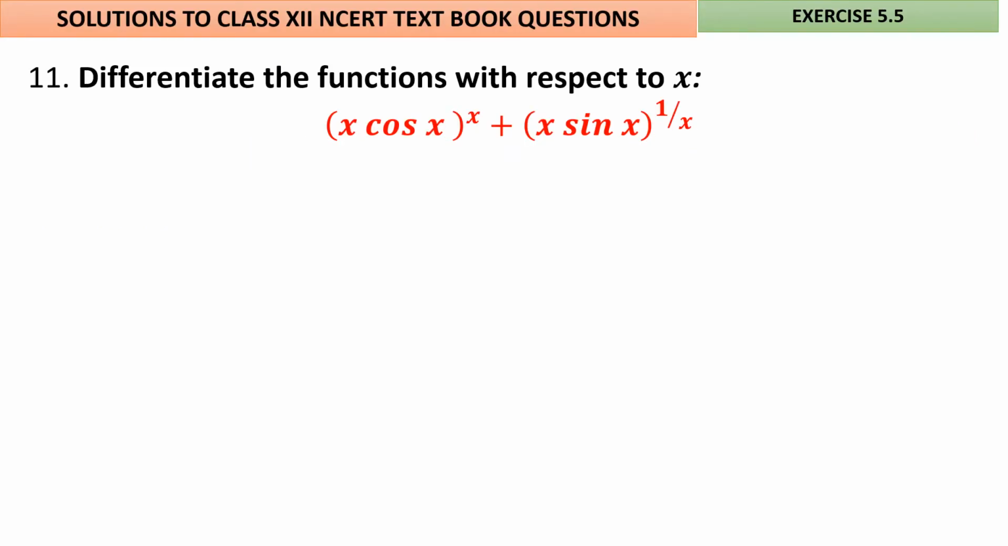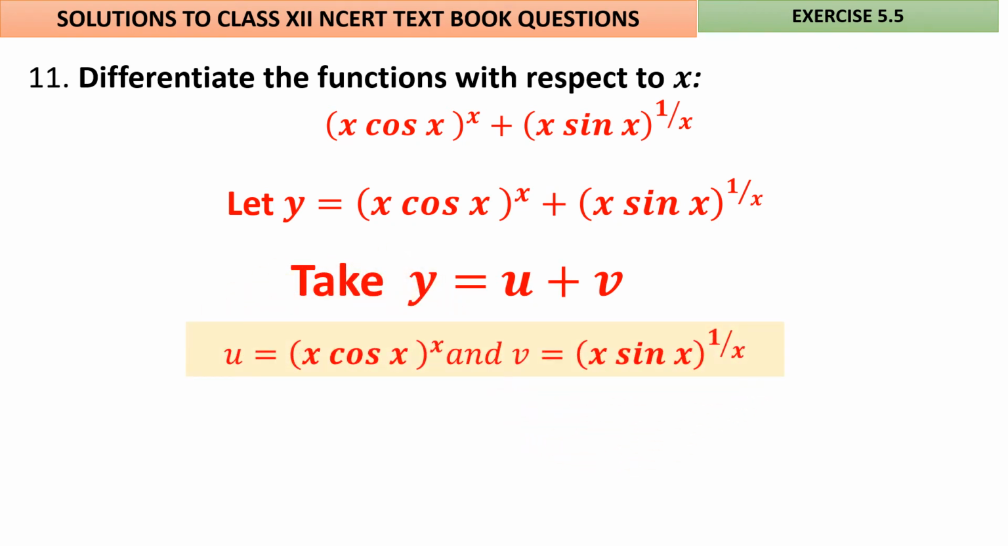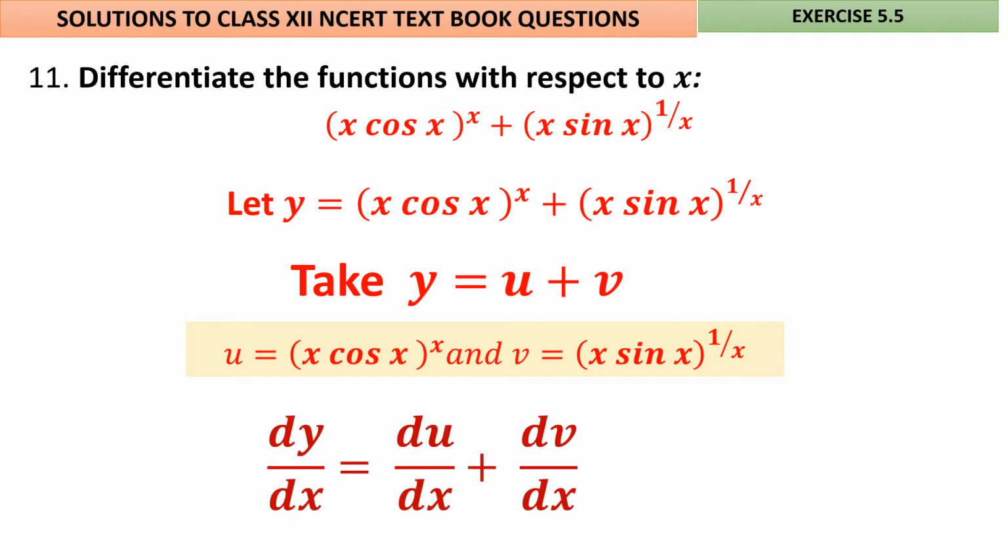Let us move on to question number 11. Differentiate the function with respect to x: (x cos x)^x + (x sin x)^(1/x). As usual, we cannot take logarithm directly. We call it y = u + v, where u = (x cos x)^x and v = (x sin x)^(1/x). And dy/dx is the differentiation of the first function plus the differentiation of the second function. We call it equation number 1.